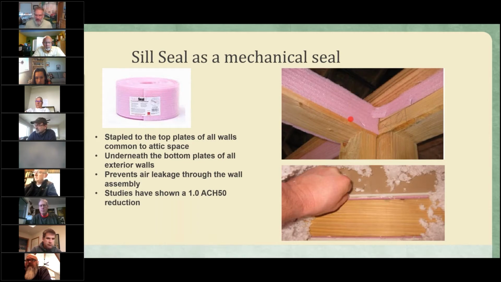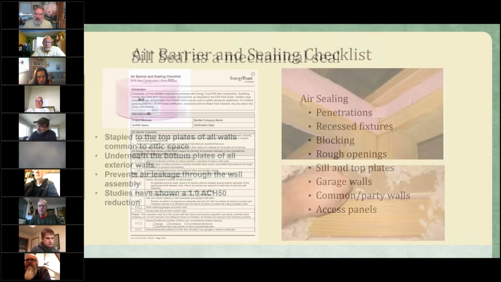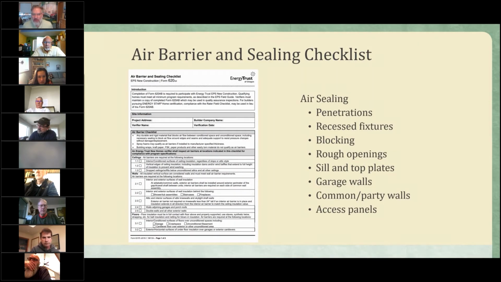Go into a lot of houses on a windy day, put your hand up to the electrical outlets, and you can actually feel a breeze coming out of those. There have been studies done that we can get 1 ACH50 reduction by putting this type of material up. The other thing that we would highly recommend is having some type of an air barrier or sealing checklist.